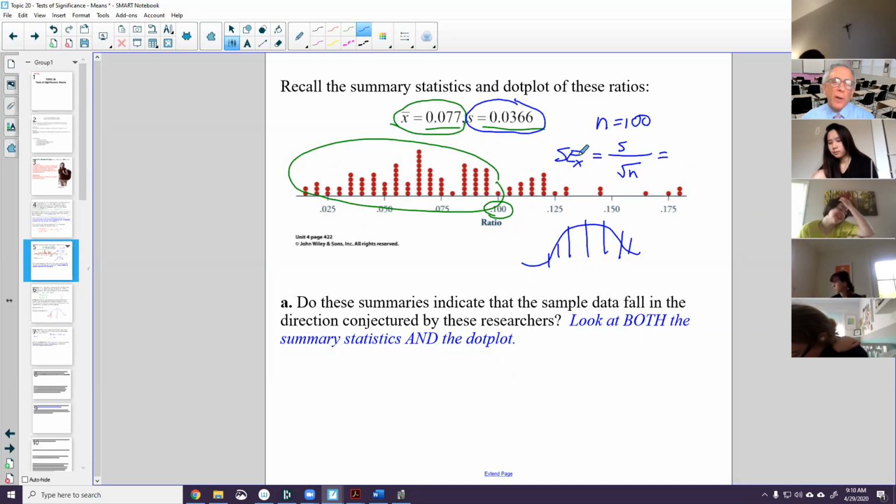So if I'm trying to find the standard error of something quantitative, I'm going to take the standard deviation that I got from my sample and I'm going to divide it by the square root of the sample size. Did somebody get a number here? Yeah, Sitlali, what'd you get?